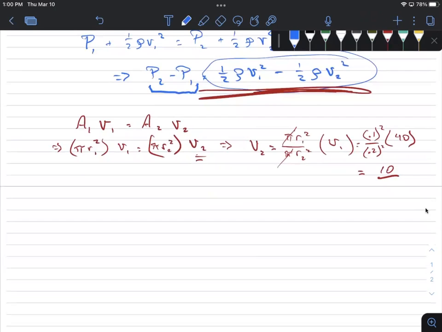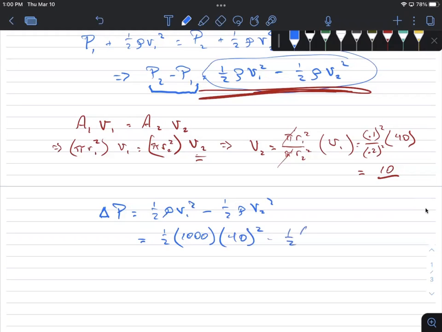So delta P, the change in pressure, is 1/2 rho V1 squared minus 1/2 rho V2 squared. Plug my numbers in. 1/2. The density, this is water flowing through the pipe, and I'm told the density of water is 1,000, so it's 1,000. Times V1, which is 40 squared, minus 1/2 times 1,000 times 10 squared. And there we go. We got all the numbers there.